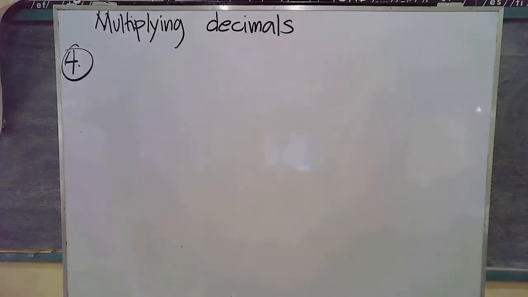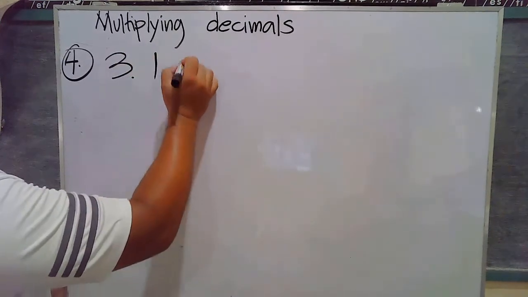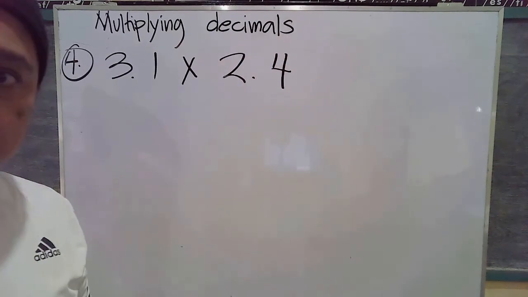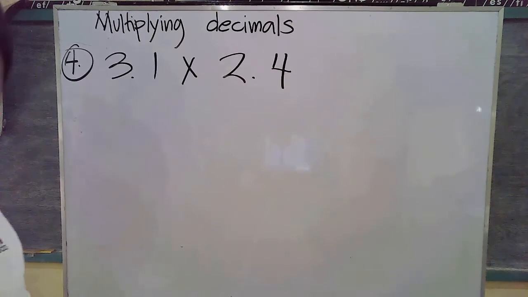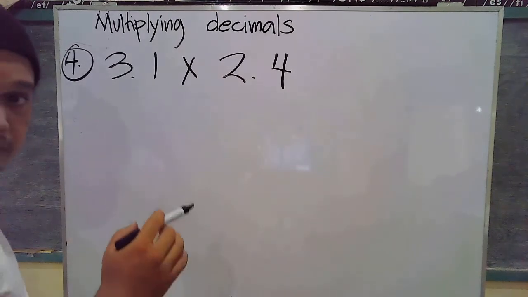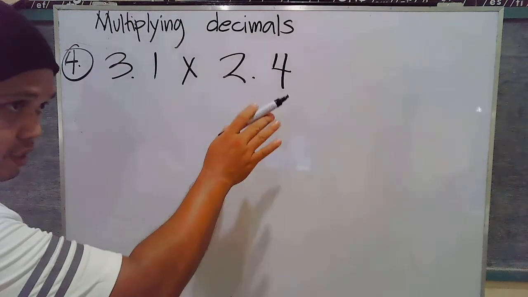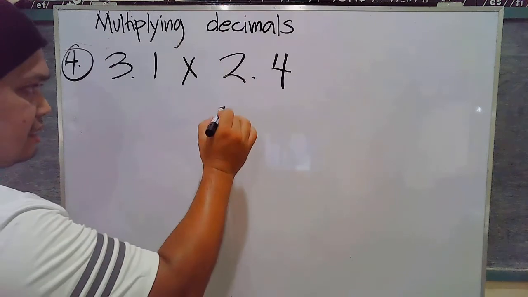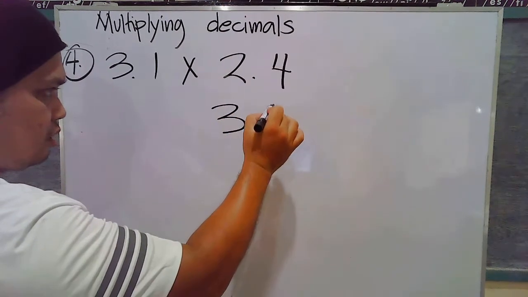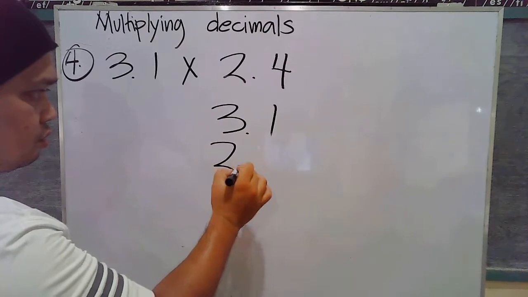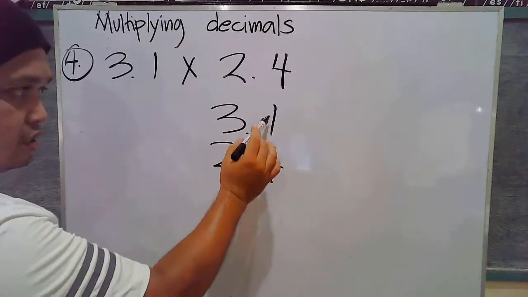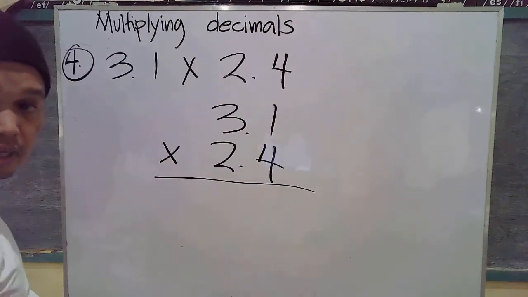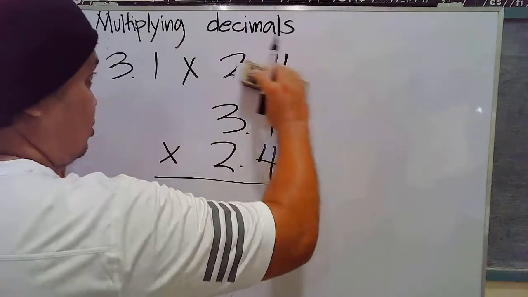Alright, we have 3.1 times 2.4. Multiplying decimals. We are multiplying one decimal number to another decimal number. So to answer this, again, same procedure. Arrange the 2 in a vertical column, aligning all the last digits. Let's do that. 3.1 here and 2.4 here. So the last digits are aligned and we multiply. Okay. So that will be the result.